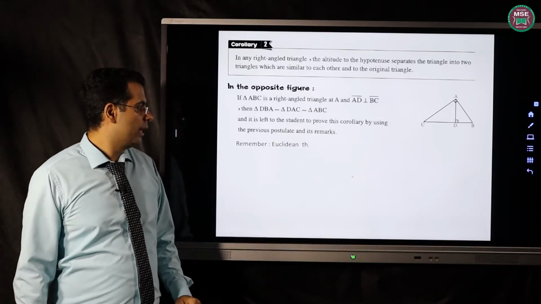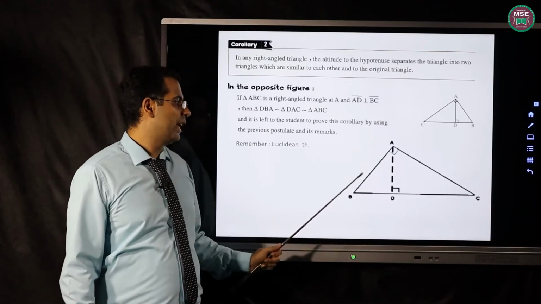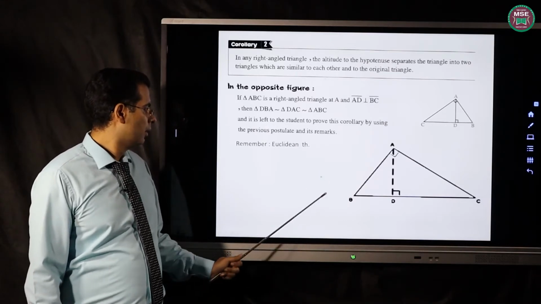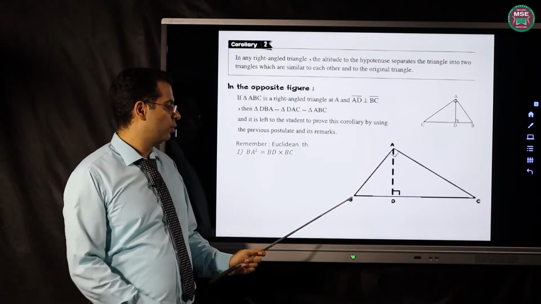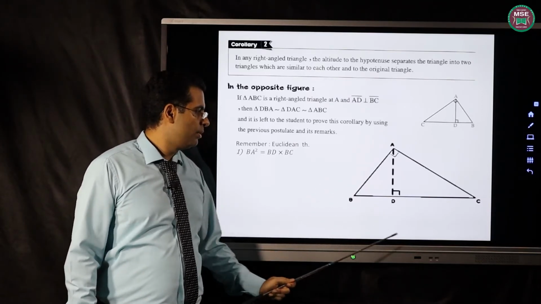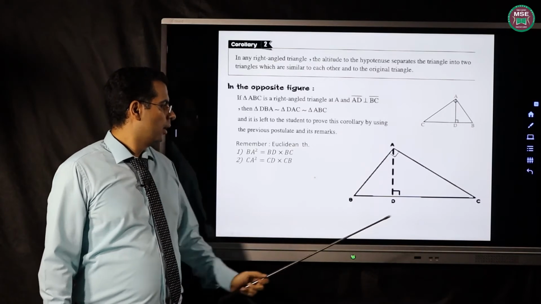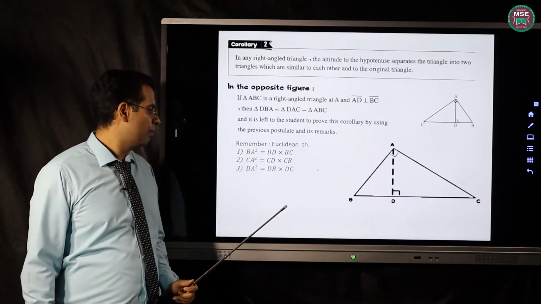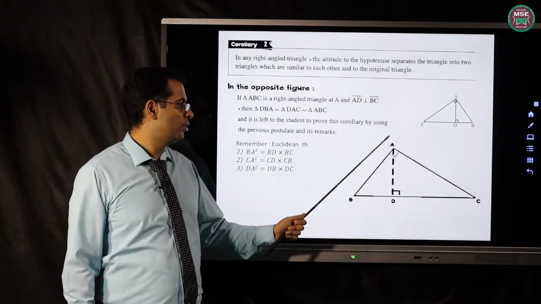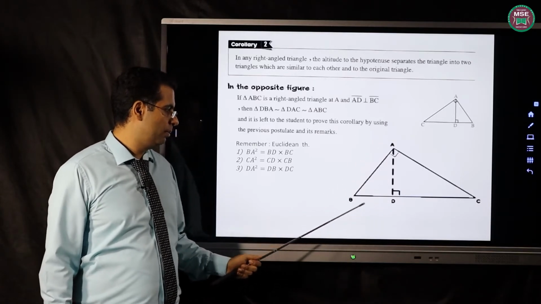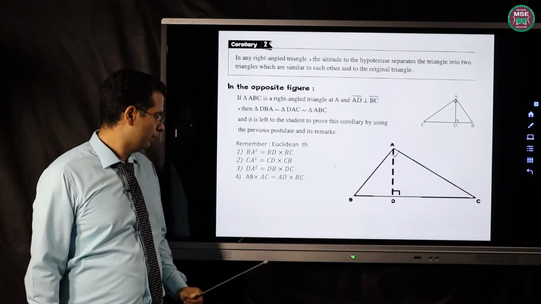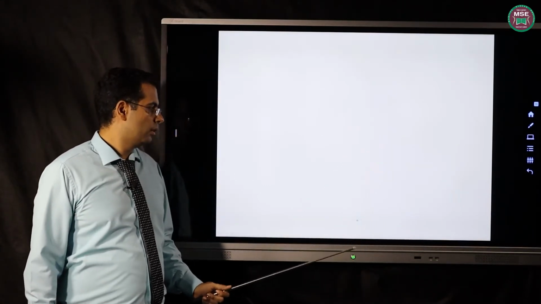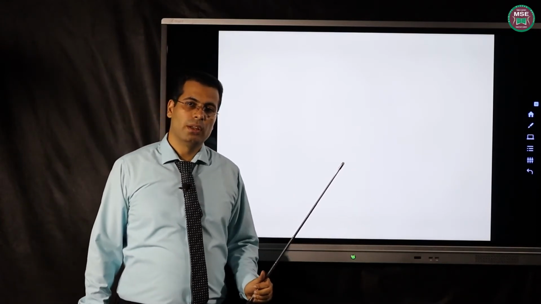We want to remind the Euclidean theorem because we have a right angle triangle and a perpendicular from the right angle to the hypotenuse. We have 4 cases. Number 1, BA power 2 equals BD times BC. On the other side, CA power 2 equals CD times CB. What about the height or altitude AD? DA power 2 equals DB times DC. The last one, AB times AC, which are the sides of the right angle, equals the hypotenuse times the height.